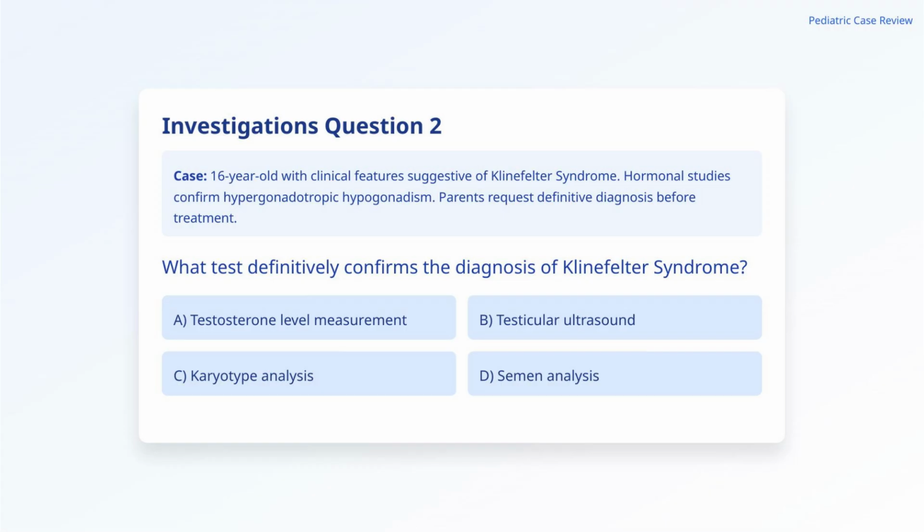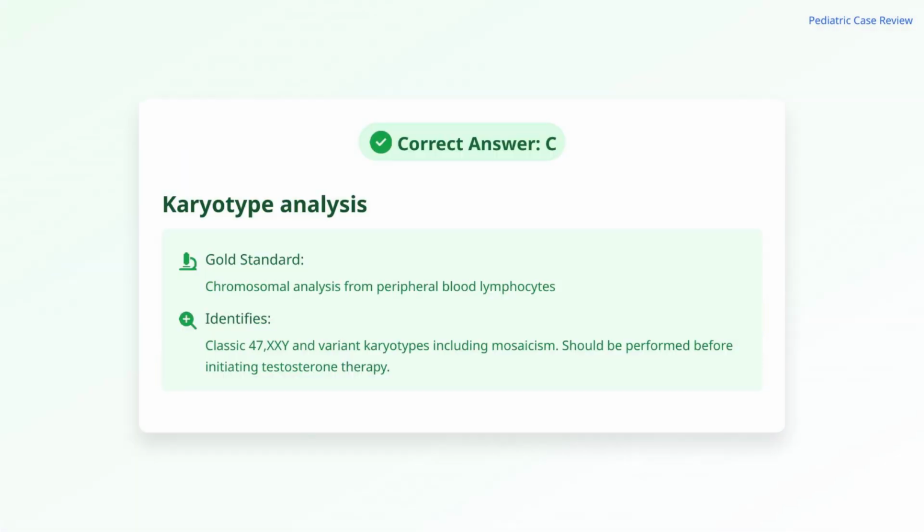Option A, testosterone level measurement. Option B, testicular ultrasound. Option C, karyotype analysis. Option D, semen analysis. The correct answer is C, karyotype analysis. Chromosomal analysis represents the definitive diagnostic test for Klinefelter syndrome, typically performed on peripheral blood lymphocytes.